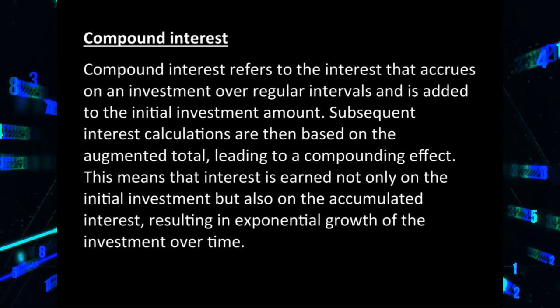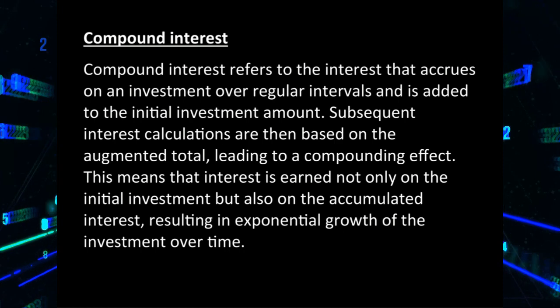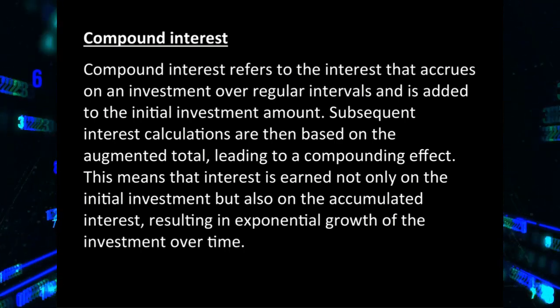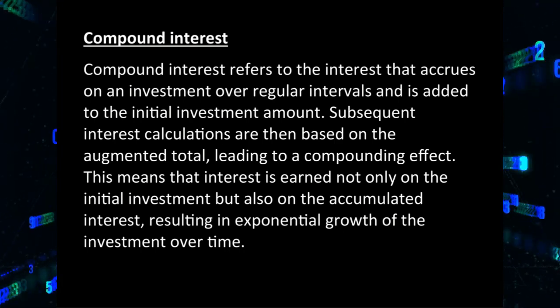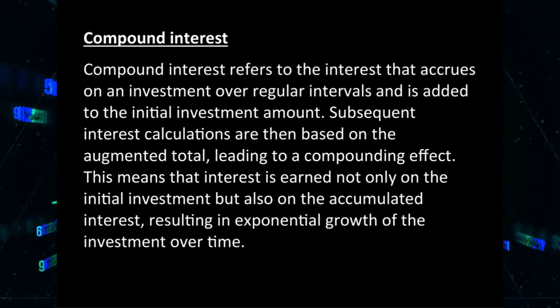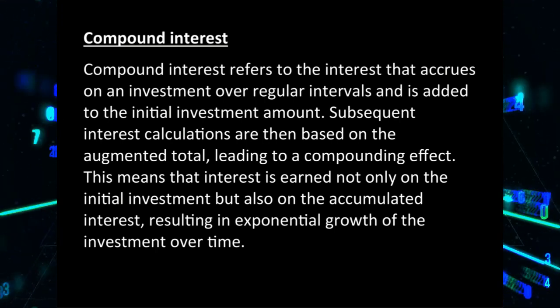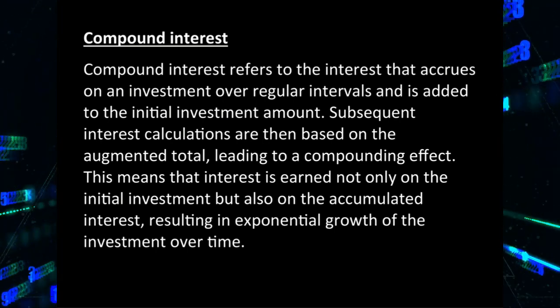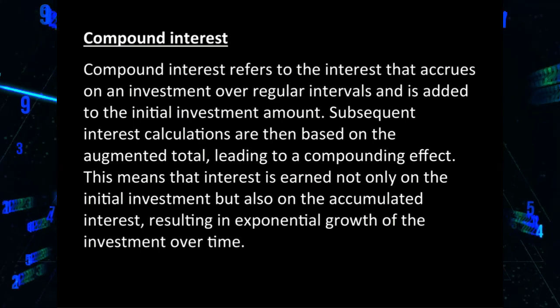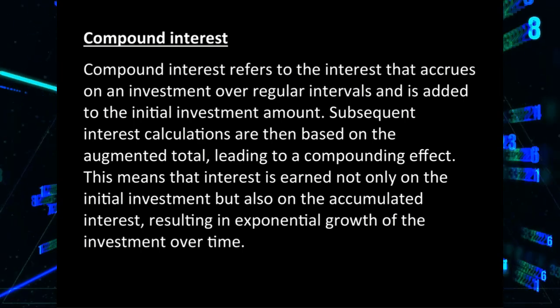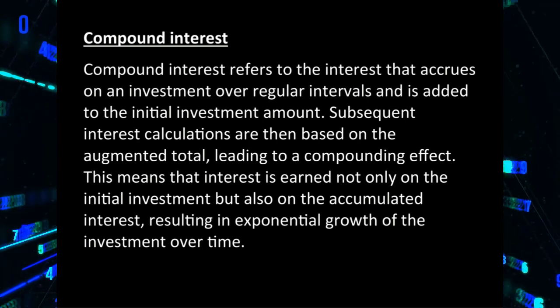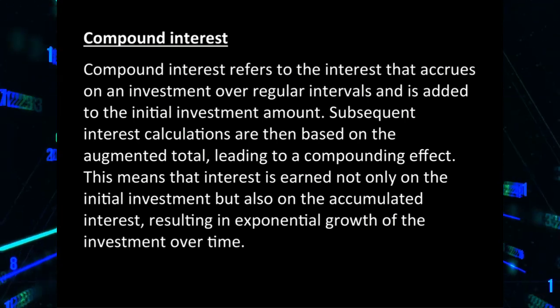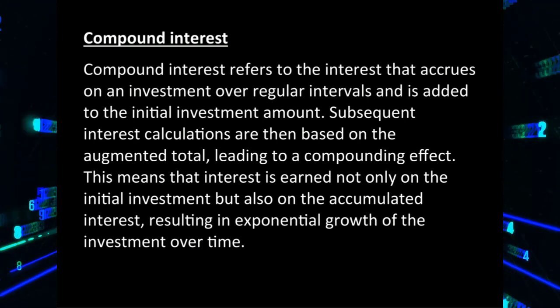Compound interest. Compound interest refers to the interest that accrues on an investment over regular intervals and is added to the initial investment amount. Subsequent interest calculations are then based on the augmented total, leading to a compounding effect. This means that interest is earned not only on the initial investment but also on the accumulated interest, resulting in exponential growth of the investment over time.